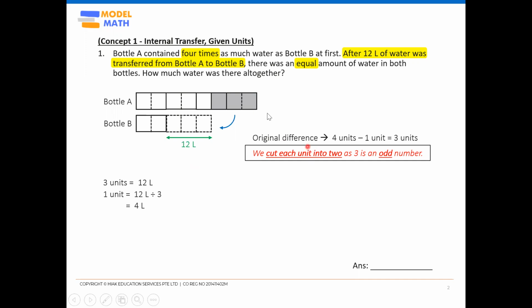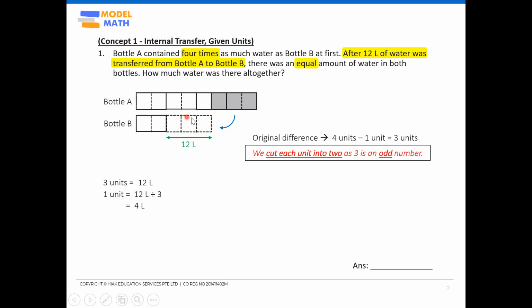Once you found 1 unit, read the question. They ask you how much water was there all together. Now, all together means everything at first. Some of you might be thinking, are they asking for everything at first or everything in the end? It doesn't really matter because this is an internal transfer question, meaning it's a transfer between A and B. So the total at first and the total in the end would be the same, right? There's no difference anyway.